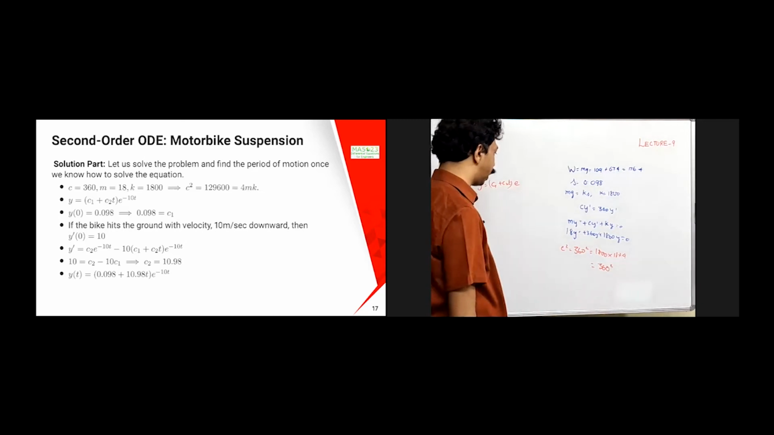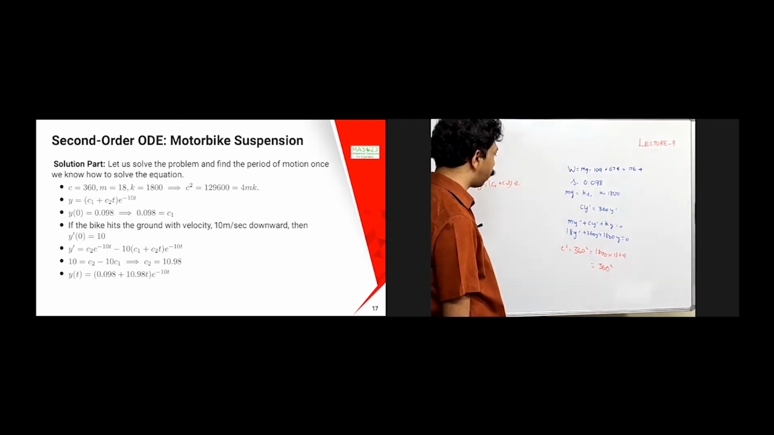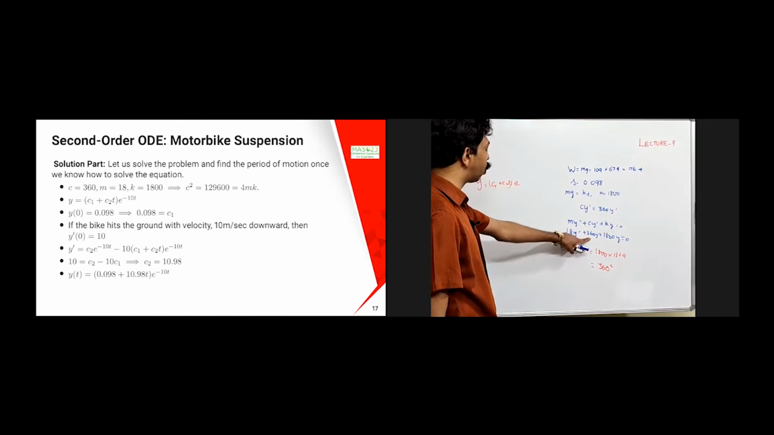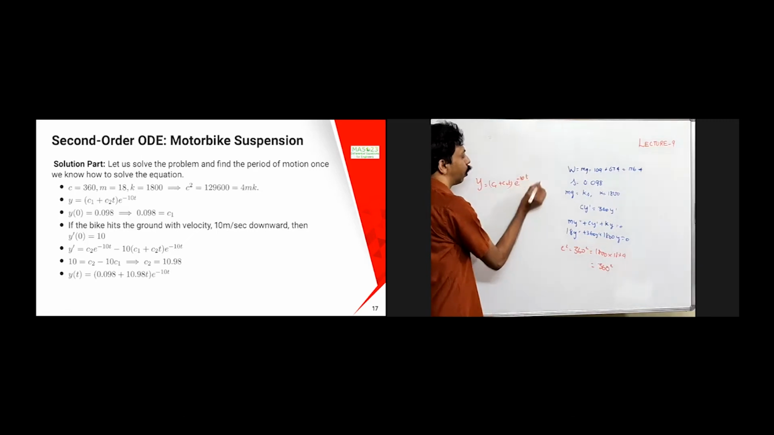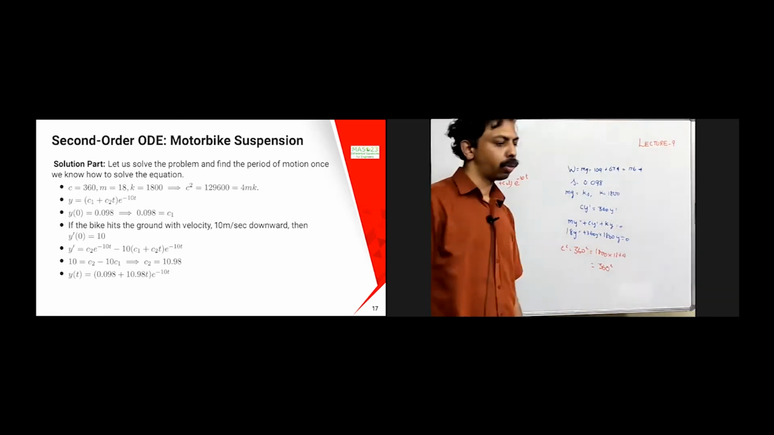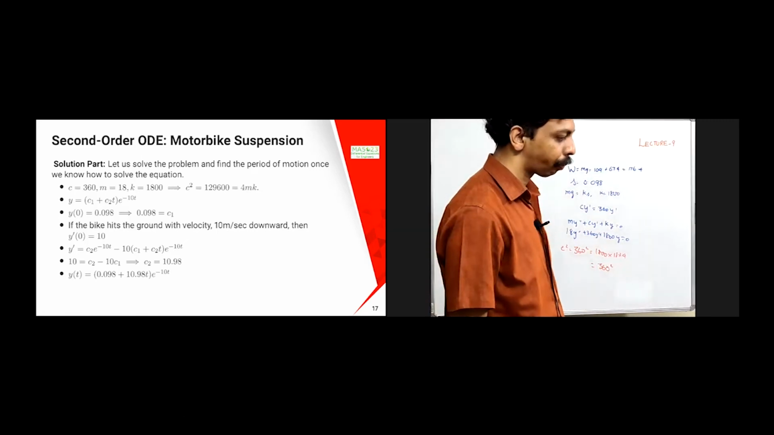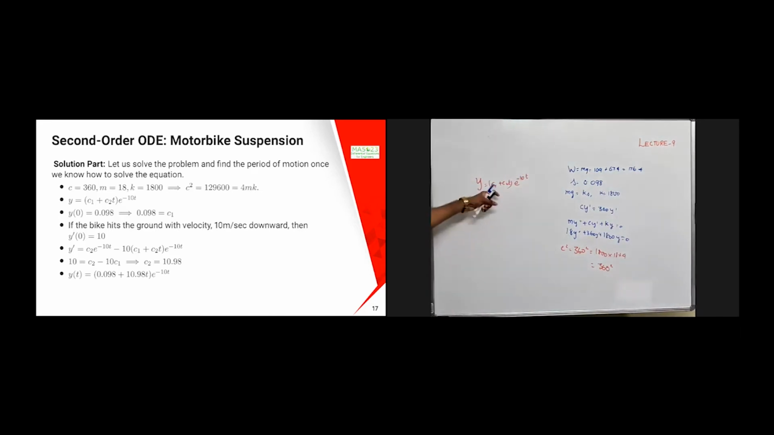I have to find what my alpha is. Alpha is going to become 360 by 18, so that is 20. Therefore you are going to get 20 by 2, so that is going to become 10. This is going to become minus 10t, so minus 10t is going to come. In that case you can obtain this as your y. Okay, y is going to be this one.